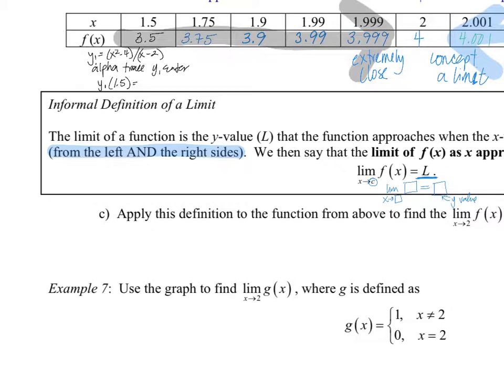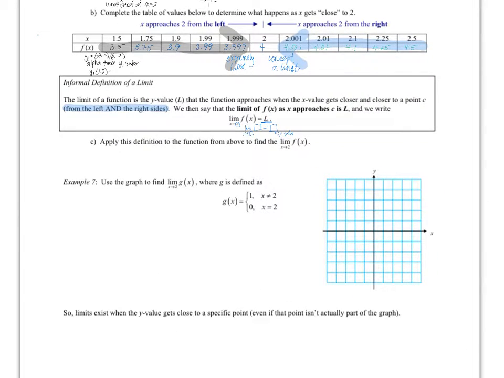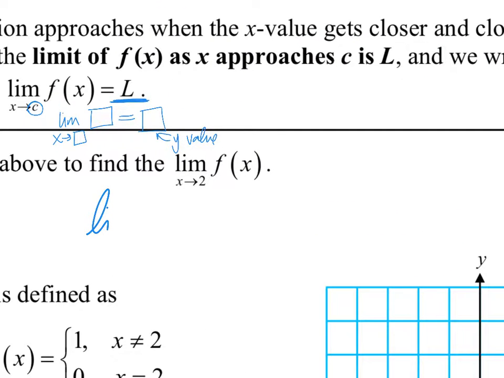Let's take a look at example 7. Apply this definition to the function from above to find the limit as x goes to 2 of f of x. I forgot about part C here, I'm sorry. We just filled in the table, and you could probably see that in the table it was approaching 4. So the limit as x approaches 2 of f of x is equal to 4.